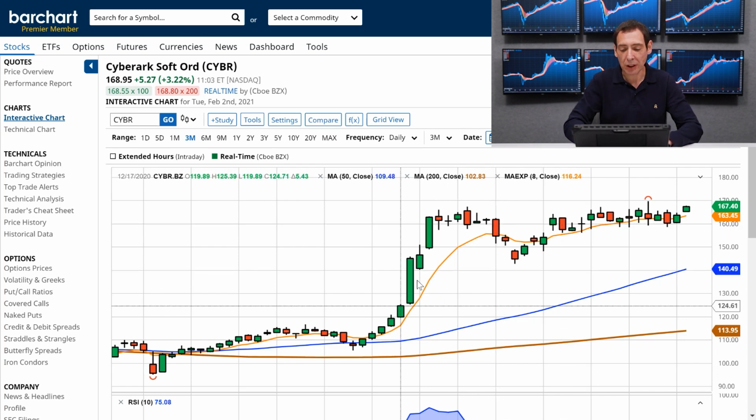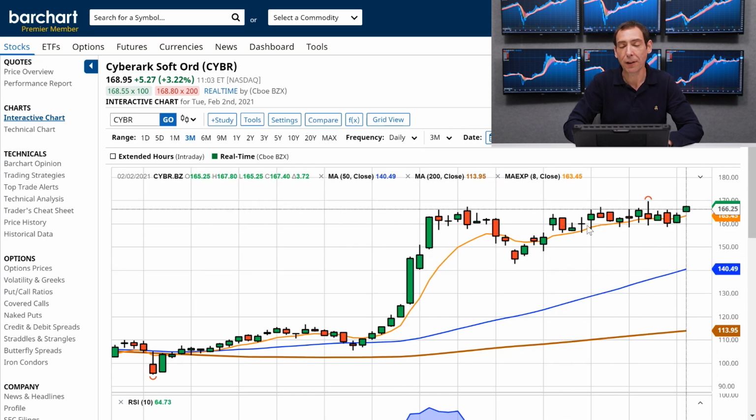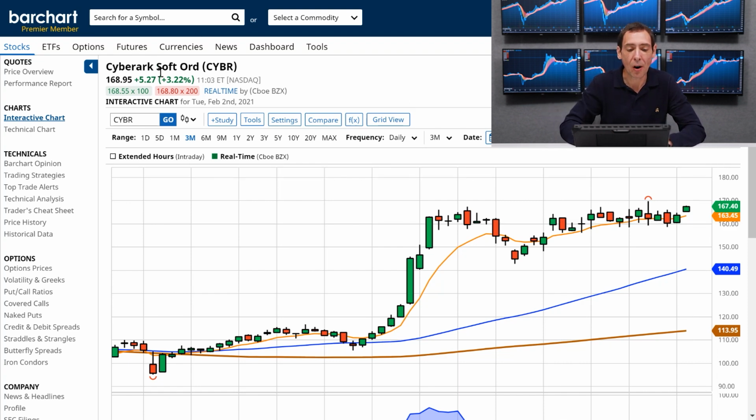Look at the volatility when it's moving vertically. Look at the range. Imagine using a stop loss on this day. And now look at how quiet the volatility is. Lower volatility, lower range, tighter stops, better, lower risk, higher reward. CYBR software. Sorry, I thought it was an ETF for a minute.